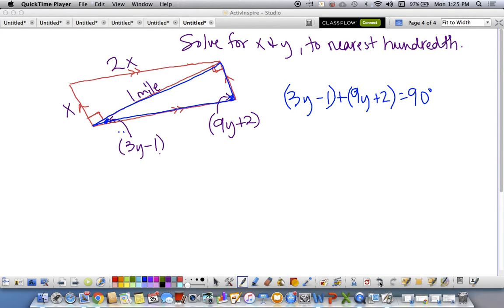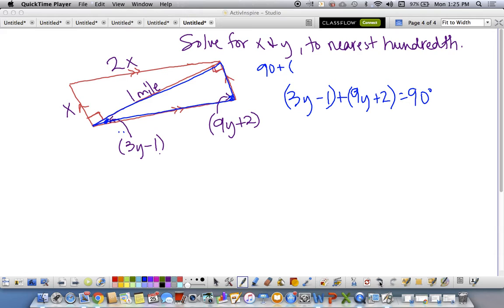Okay, if you don't remember, there's a corollary that tells you the acute angles of a right triangle will always be complementary. If you don't know that, you know the sum of all the angles of a triangle equals what? 180. If I were to add 3y minus 1 plus 9y plus 2 plus 90, we would set that equal to 180, yes?